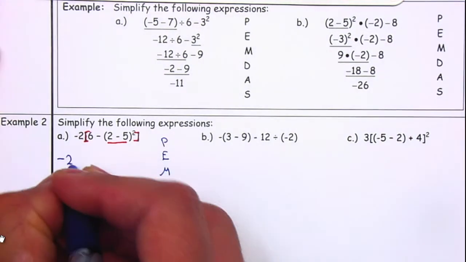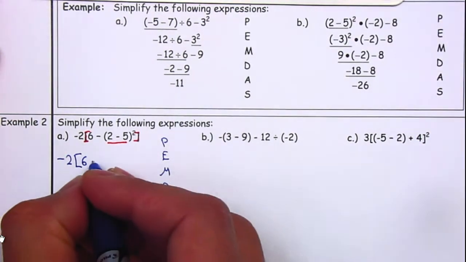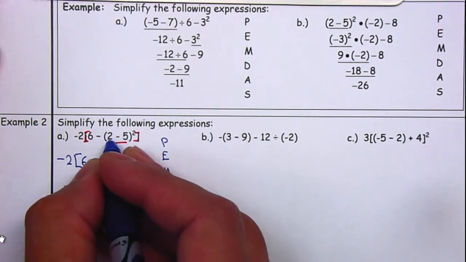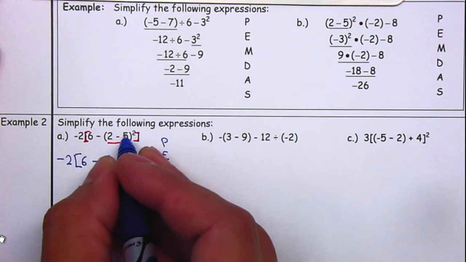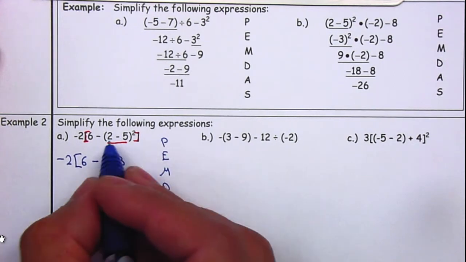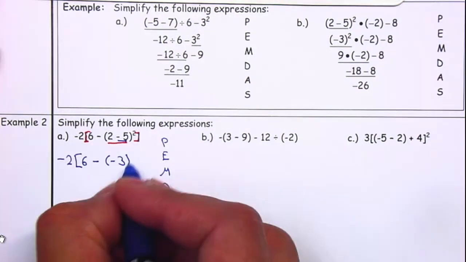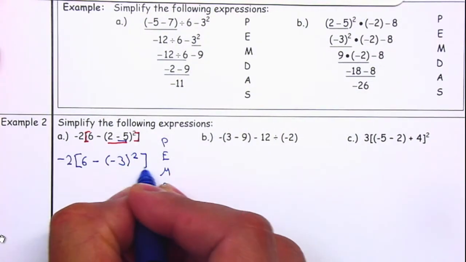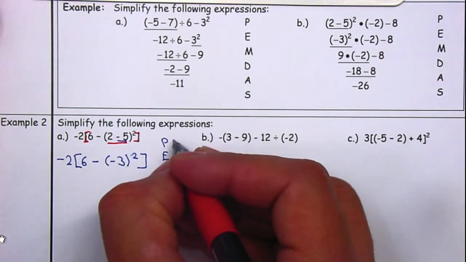We have negative 2, which we're going to work out last because of the brackets. So we have 6 minus. Inside we have 2 minus 5. Different signs, you subtract, keep the sign of the bigger number, which is negative. Remember, this is a positive, and this is a negative 5. Square, and then my bracket. Now, I finished my parentheses.